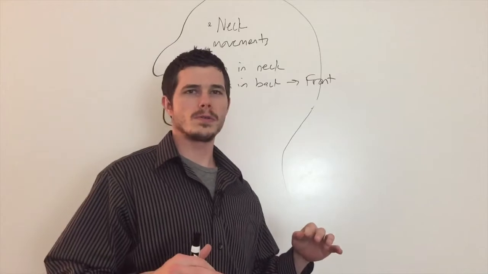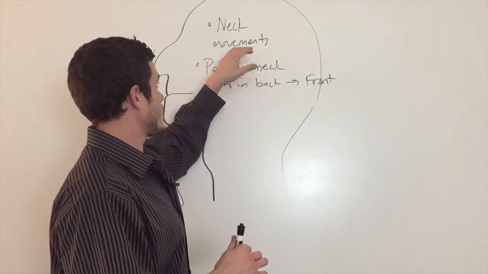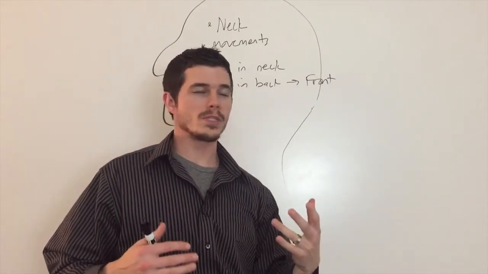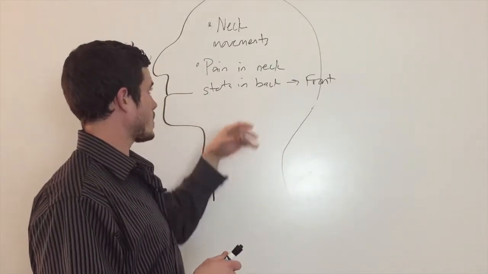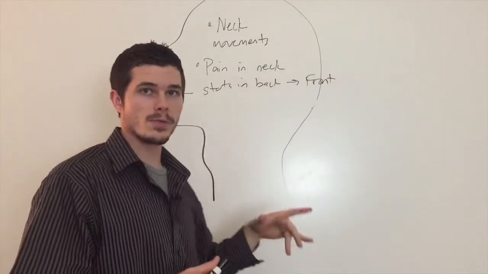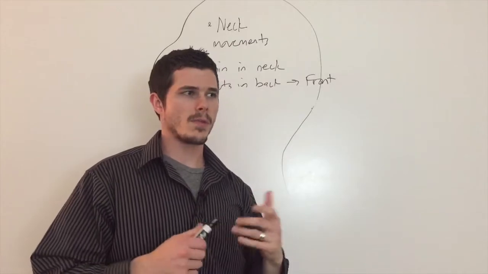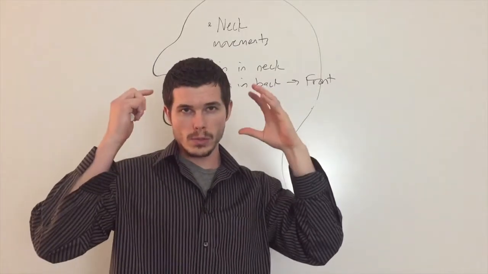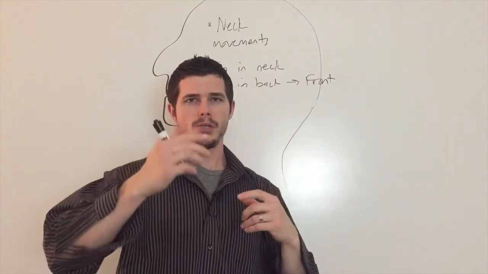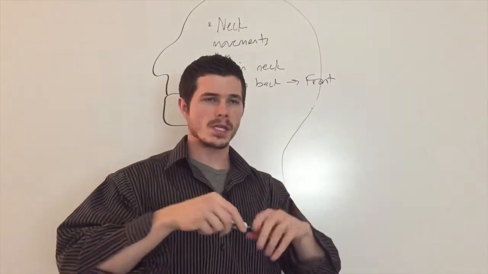Okay, cool. So you have headaches that are triggered by movements of your neck. You have pain in the neck that starts in the back and radiates to the front. The other thing I mentioned earlier is that although this can be on both sides, the headaches can be on both sides, usually the headaches are one-sided.